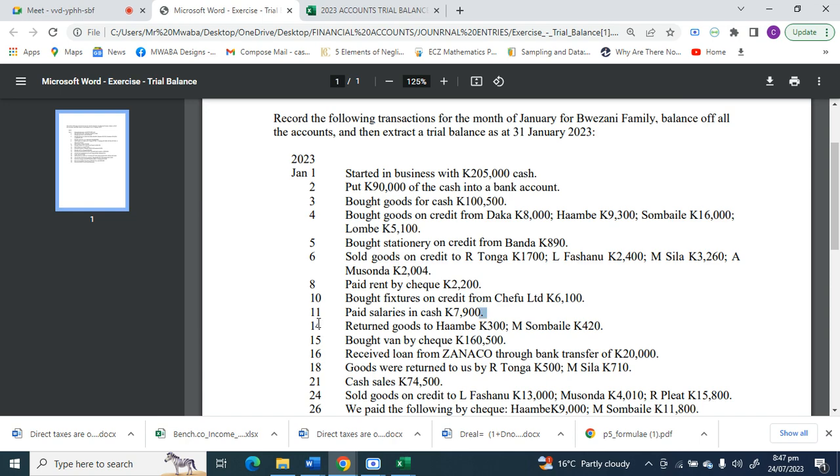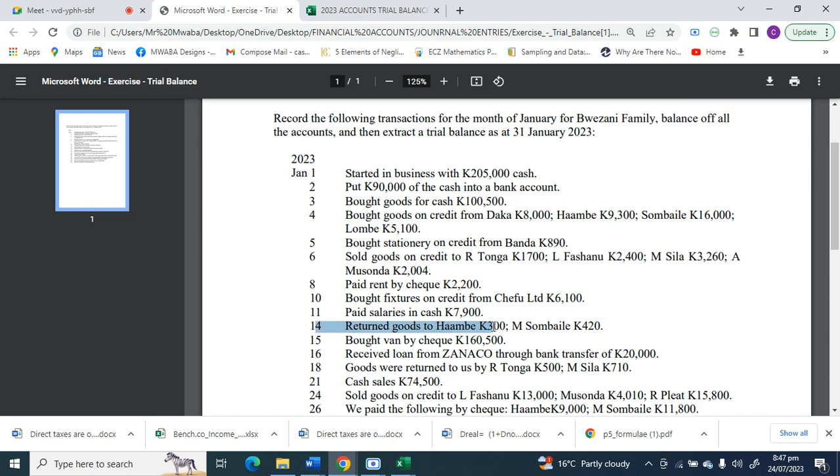Salaries is an expense. When you incur an expense, you debit. Cash is an asset. When you're paying out cash, that's a reduction in an asset. Reduction in an asset, you credit. So you debit salaries 7,900, credit cash 7,900. Okay, we go to the next one.